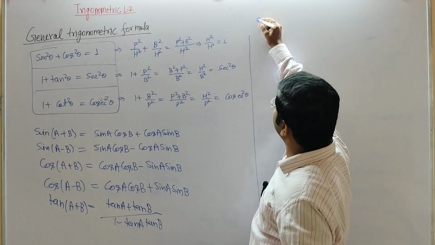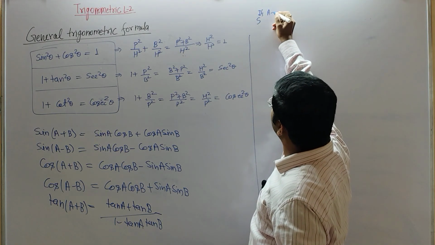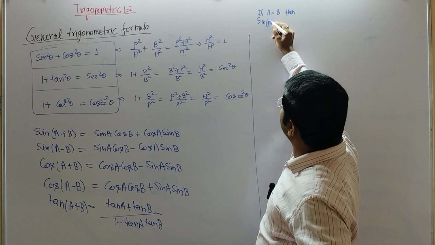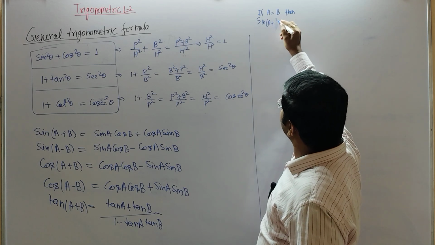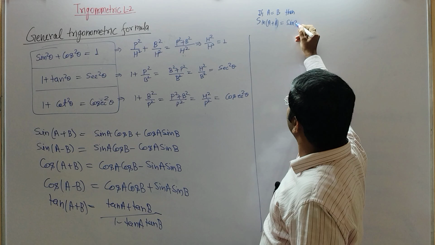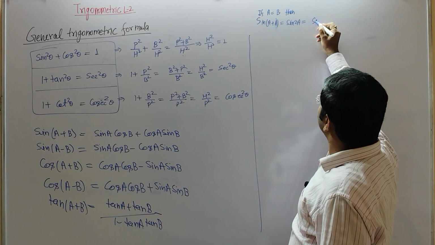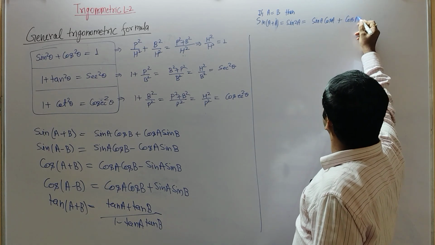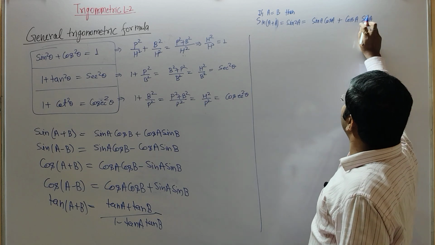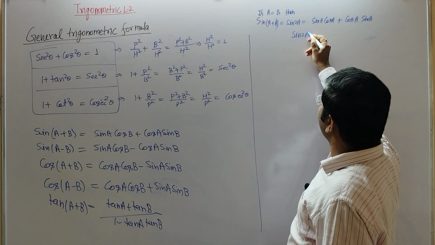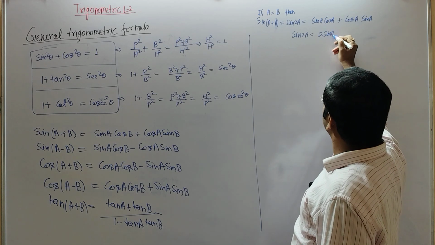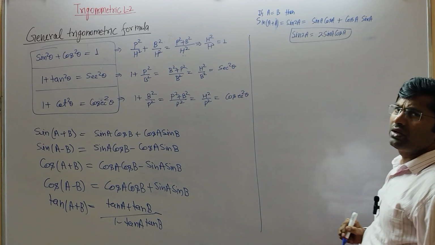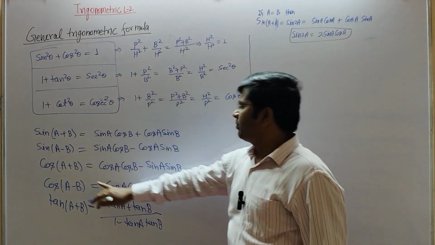So if I put here A equal to B, then sin(A + B) will convert into sin(A + A), which is sin 2A, and this will be equal to sin A cos A plus cos A sin A. So we can write sin 2A equal to 2 sin A cos A. This is how we can convert a higher angle into a half angle, that is, a lower angle.